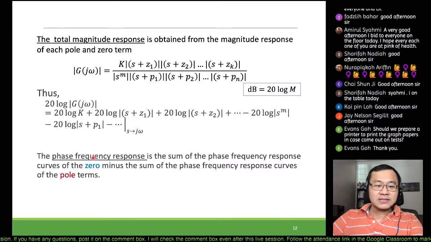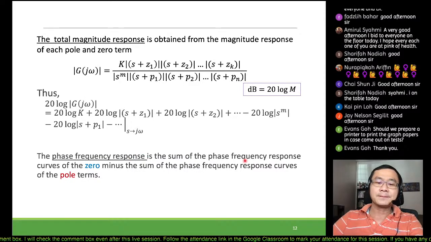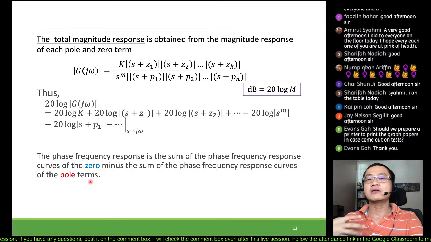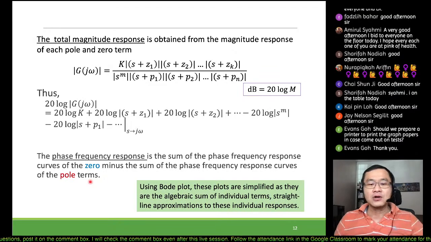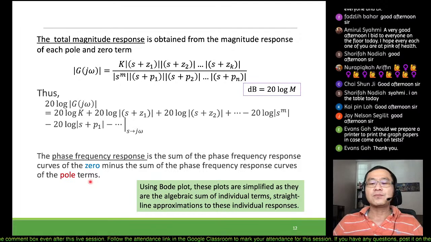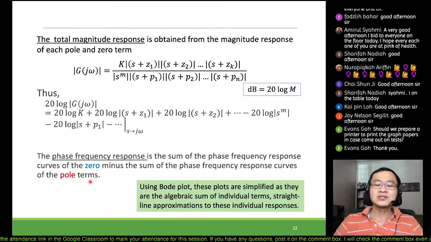For the phase frequency response, the sum of the response is also similar. It's the sum of the phase of the zeros minus the sum of the phase for the pole terms. So just add and minus, due to that particular usage of the log itself. Now we can see the remark that using the Bode plot, these plots are simplified as they are algebraically summations of individual terms.